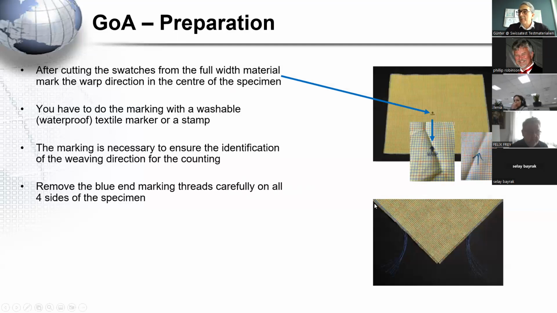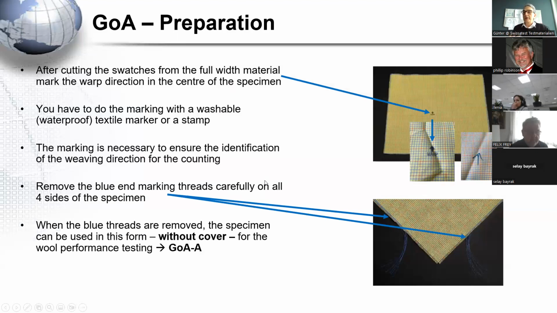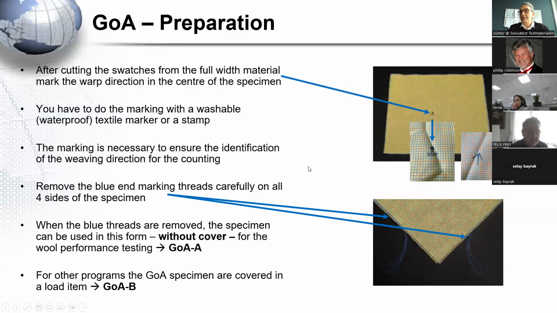Remove the blue end marking thread carefully from all 4 sides of the specimen. And when they are removed, as you can see here, the specimen can be used in this form without cover for the wool performance testing as GoA A sample. And for all other programs, the GoA specimen is covered in a load item, and then it is named GoA B.